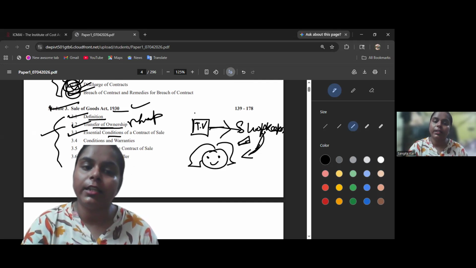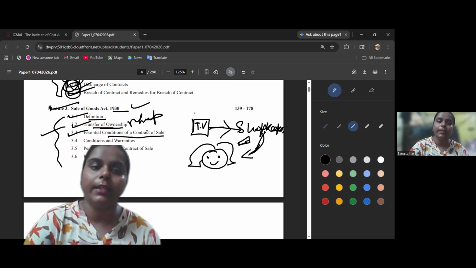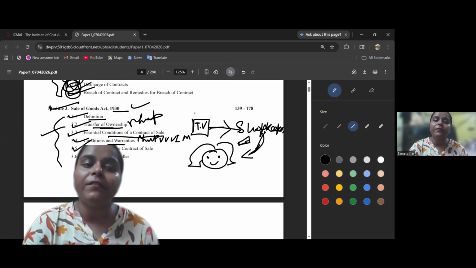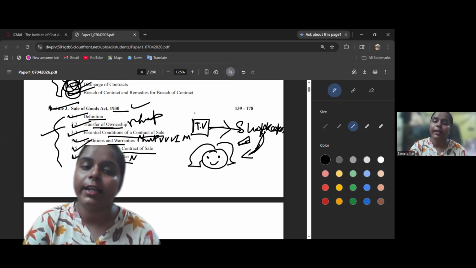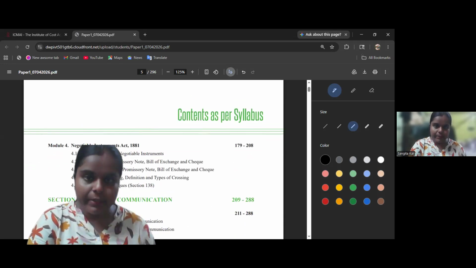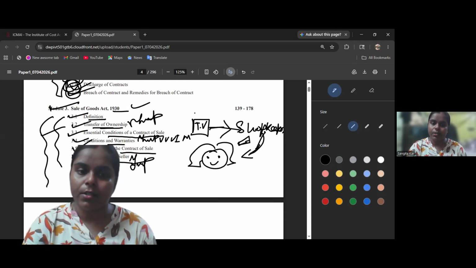Then essential conditions of contract of sale. You have to learn about conditions of contract of sale. Then conditions and warranties. This is the most important, very important. Then performance of contract of sale. Then rights of unpaid seller. This is also a very important topic. Then your Sales of Goods Act is completed, your basic part is completed.